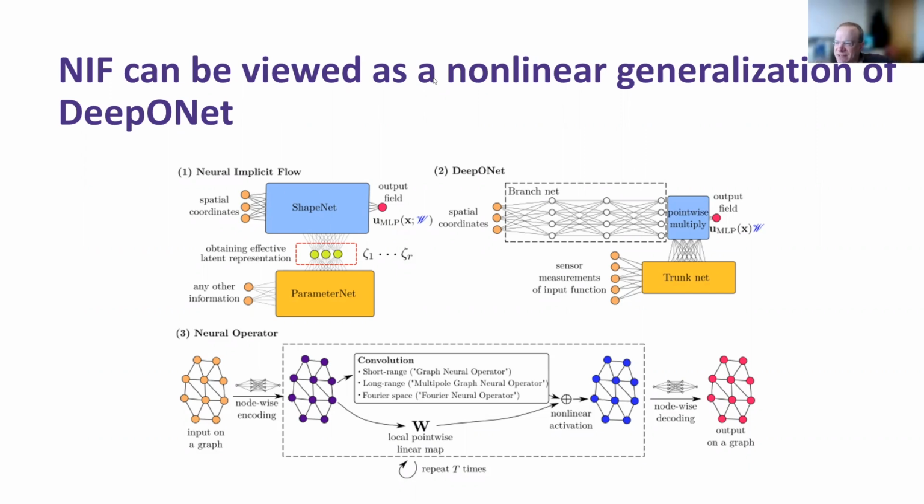How does time figure into this? Is it assumed that the flow field is constant over time, steady state, or is time an input somehow? Yes, that's a good question. Time can be input to the ParameterNet. So it should be spatial and temporal coordinates input? Spatial coordinates will only be put into ShapeNet. ShapeNet is exclusive to spatial coordinates. Everything that's not spatial goes to ParameterNet.